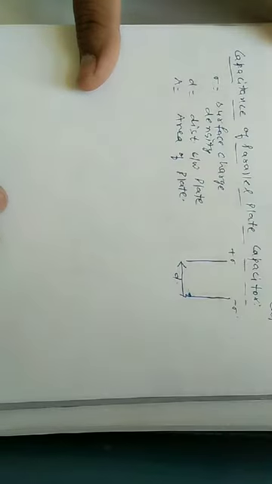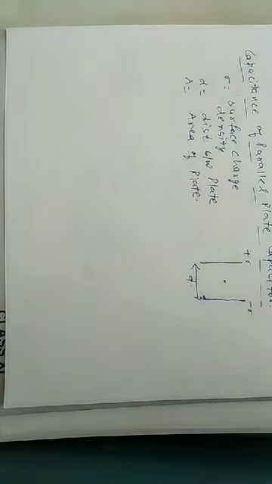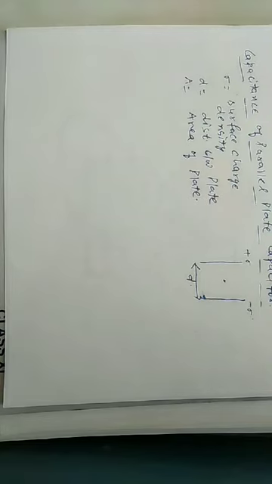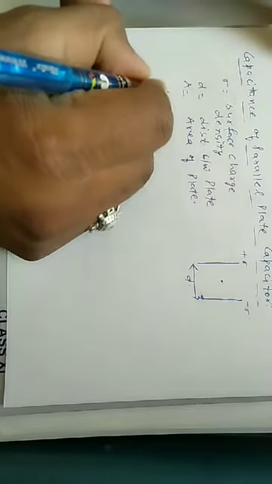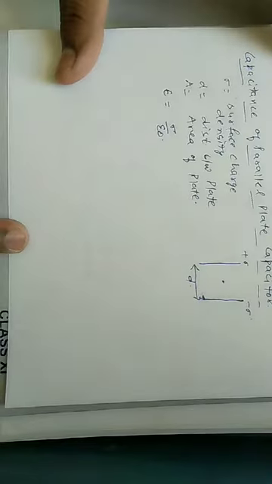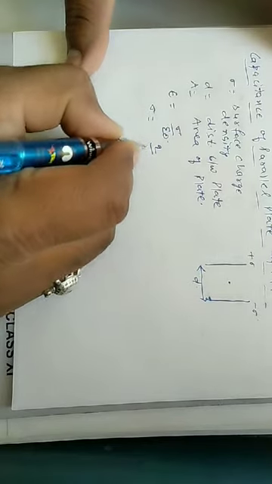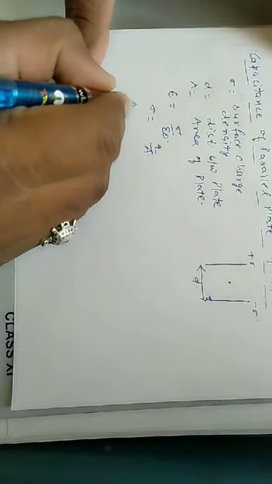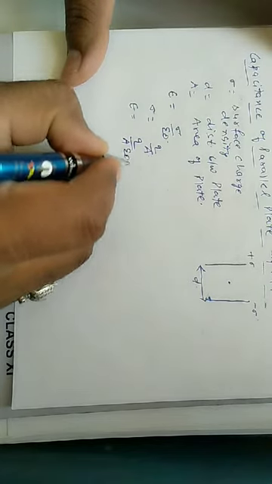Now, the electric field inside the capacitor at this point P. In Gauss theorem, we found the electric field intensity due to a long infinite plane sheet. Using that application of Gauss theorem, we can find the electric field intensity between the parallel plates, and this is equal to sigma upon epsilon 0. Now, we know sigma is charge upon area, Q upon A. Now we can put the value of sigma here: this is Q upon A epsilon 0.